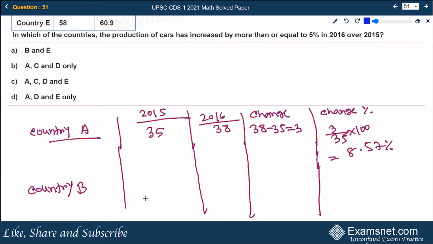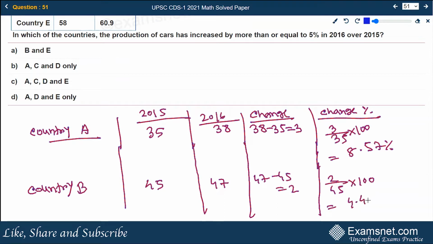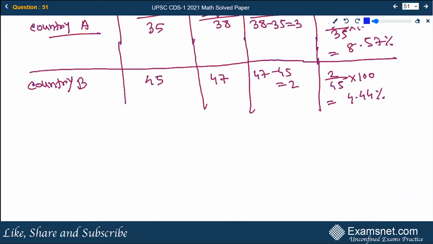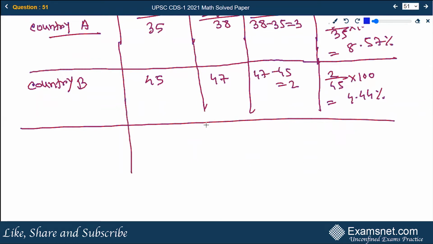Country B, the production of the cars, that is 45 in 2015, 47 in 2016. So the change is 47 minus 45, that is 2. So the change percentage is 2 by 45 multiplied by 100. It would result in 4.44%. Okay, let me separate them so that we can identify it later clearly.